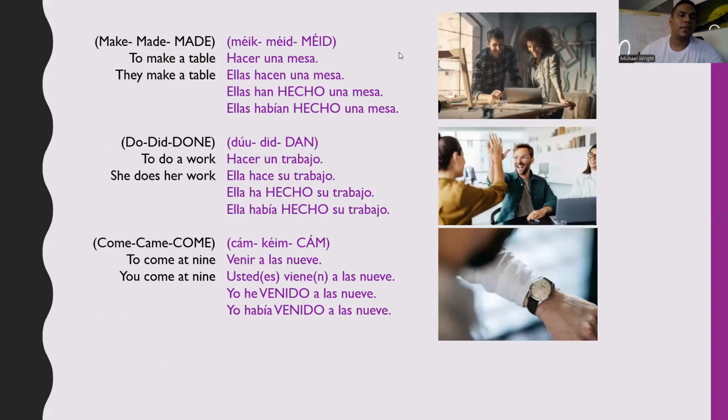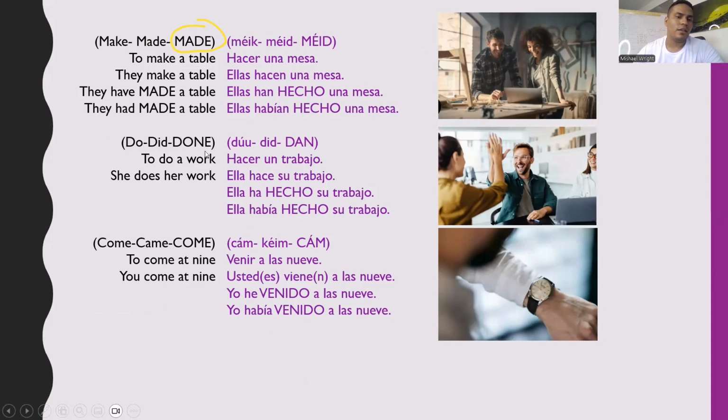So make, made, made. Made is a past participle, this one that is in the last column. So to make a table, right? They make a table. They have made a table. They had made a table.